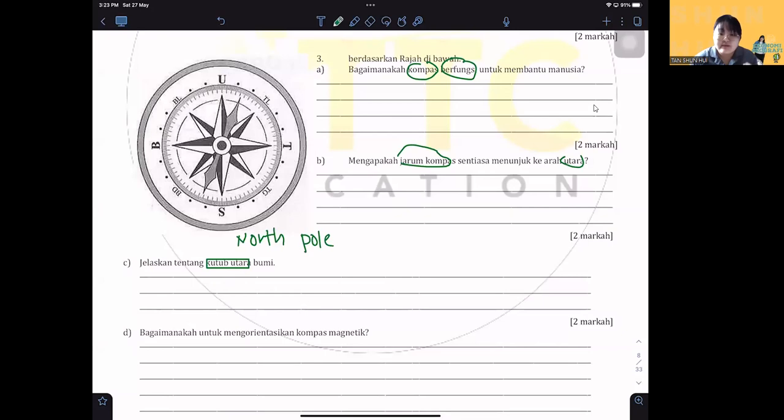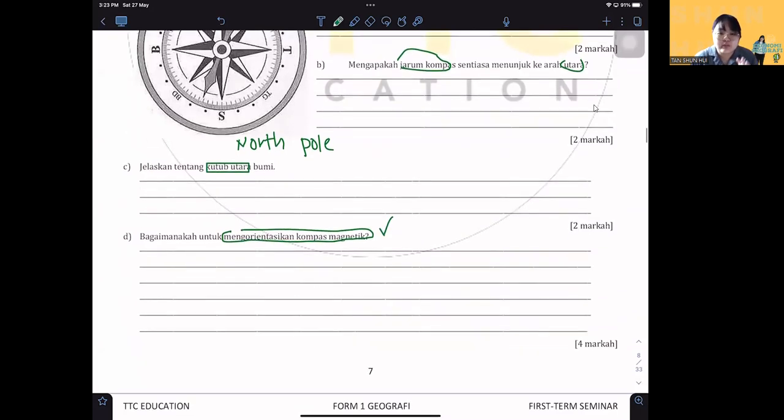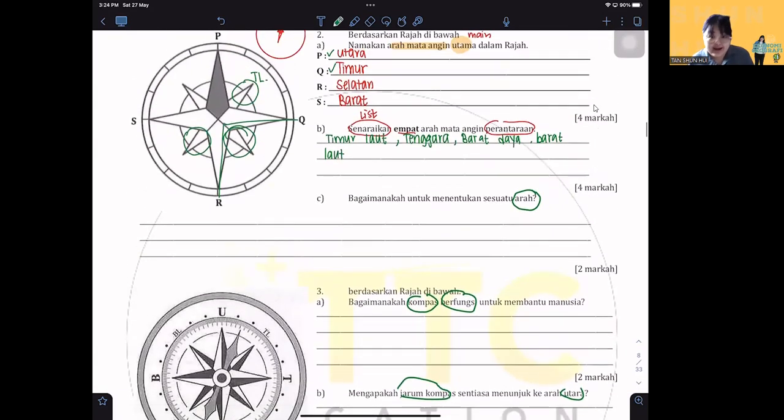Okay. Or even they say what? Bagaimana mengorientasi kompas magnetik? Now, this one, right? Be careful. Why? Because yesterday, some students already finished their small test, and most of them told me that this question was asked. So your school might also ask. Right? So let's see what your answer is.